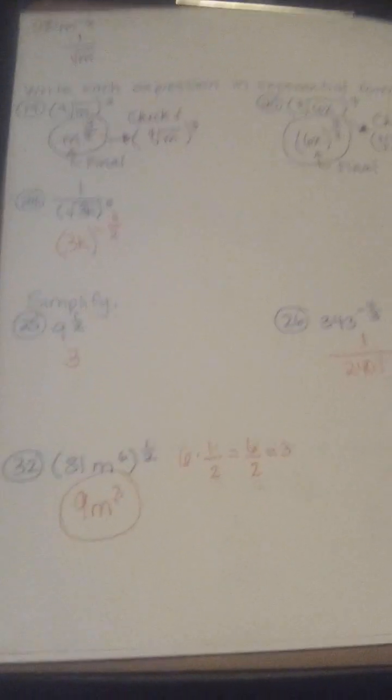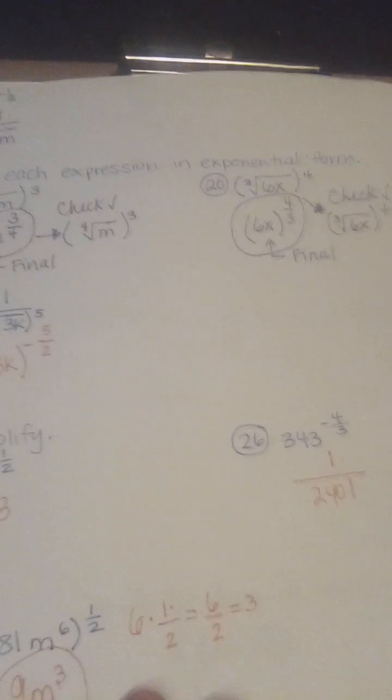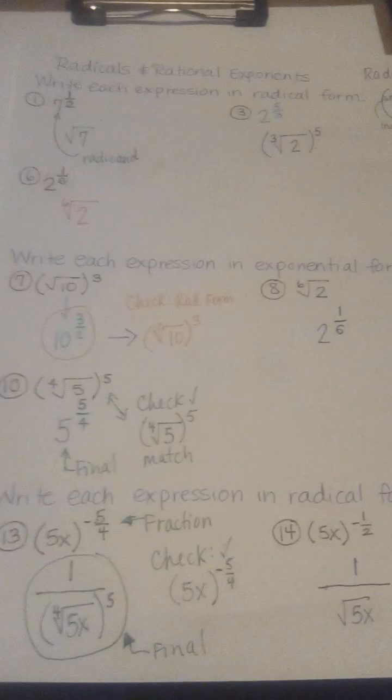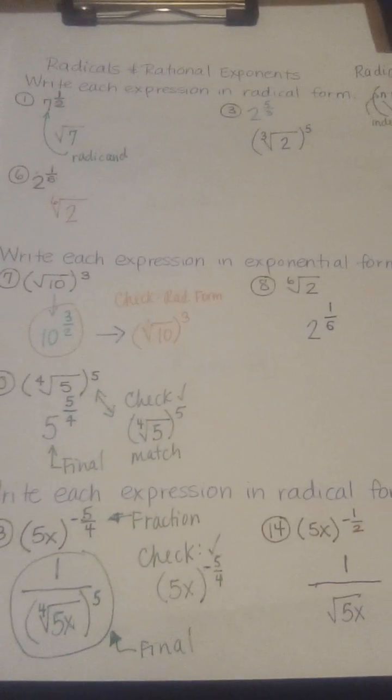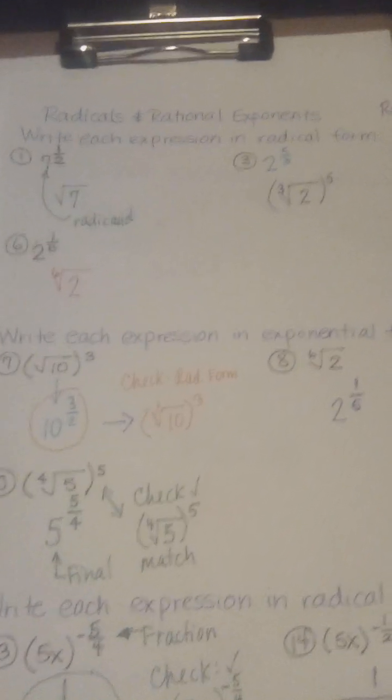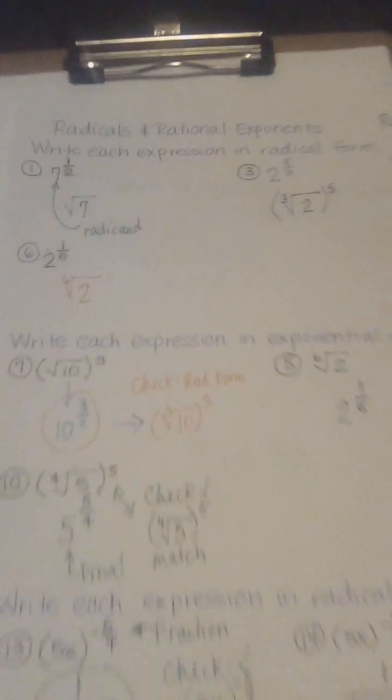So, there we have it, folks. We simplified the last 3 problems. In the previous problems, I went over the exponential form, right here the radical form, and the other 2 are the same thing from the beginning, the radical form and the exponential form. So there we have it. Our lesson is complete on radicals and rational exponents.